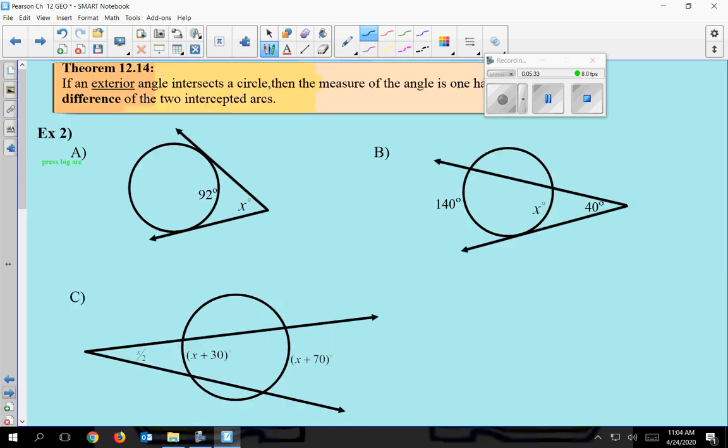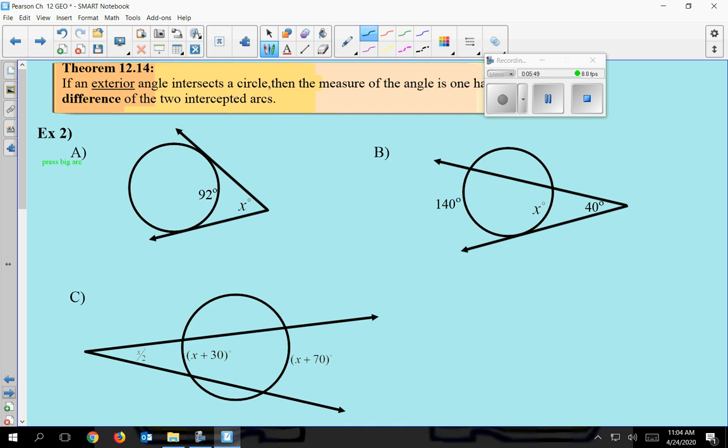Okay. Next one, theorem 12.14. If an exterior angle intersects a circle, then the measure of the angle is 1/2 of the difference of the two intercepted arcs. Oh my gosh.